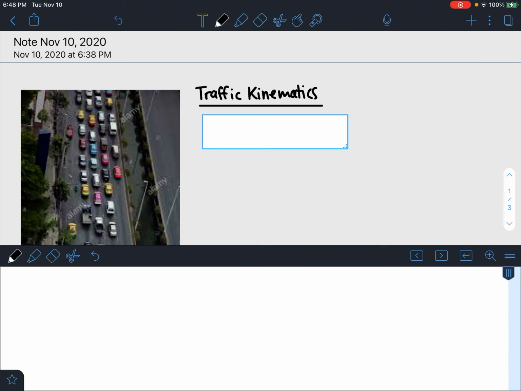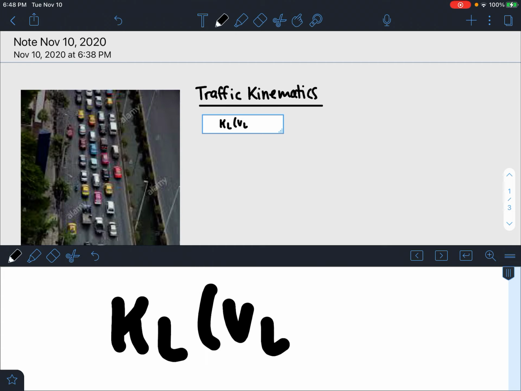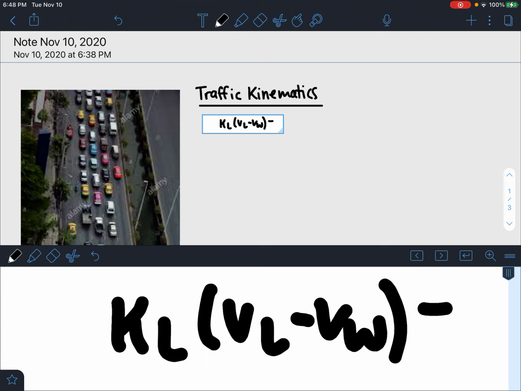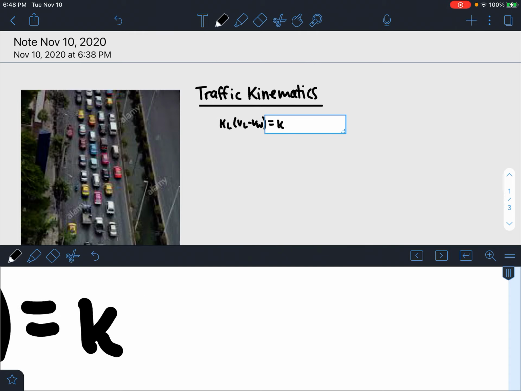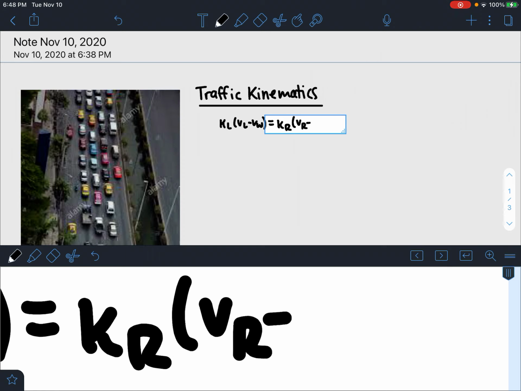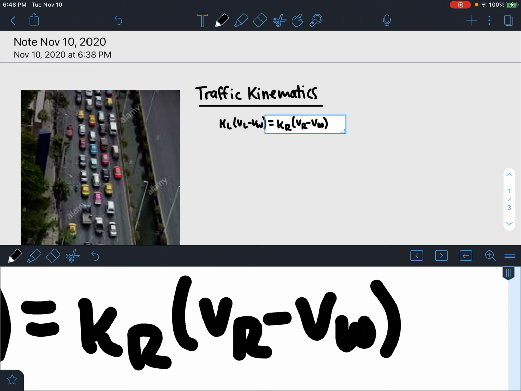As I was saying, another way to say it is conservation of cars, which is kind of weird, but we are given this equation here: VL, and KR VR minus VW, where VL minus VW is the left-hand side moving at velocity, and the right-hand side would be VR minus VW. And we equate the flow rates from either side in the shockwave frame.